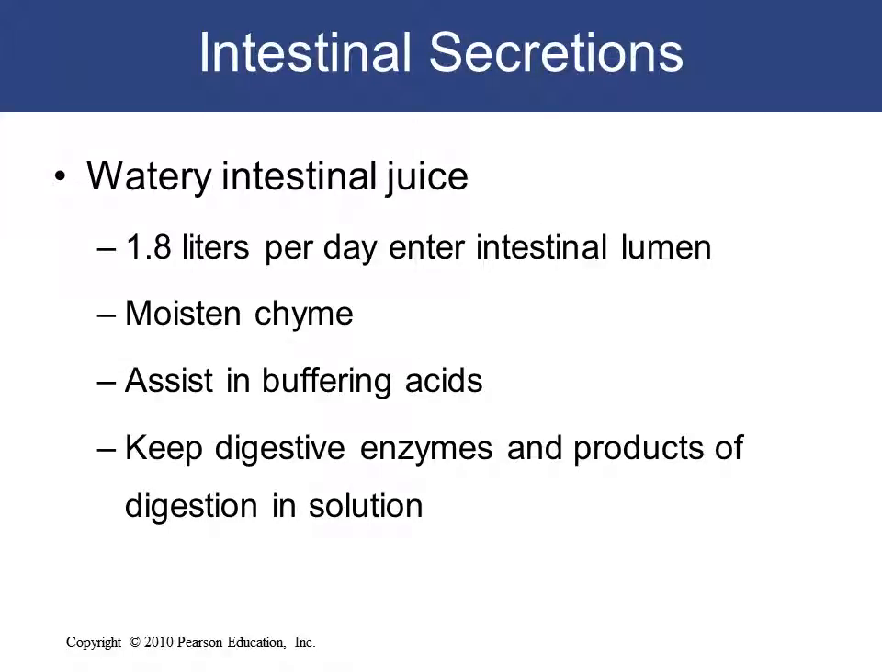The intestinal secretion is a watery intestinal juice, which is about 1.8 liters secreted per day that enters into the intestinal lumen. They are the ones that moisten the chyme, they assist in buffering the acid, and they keep the digestive enzymes and products of digestion in solution.